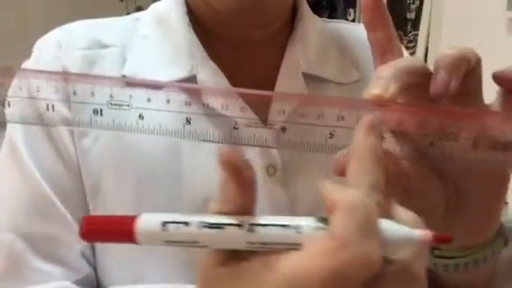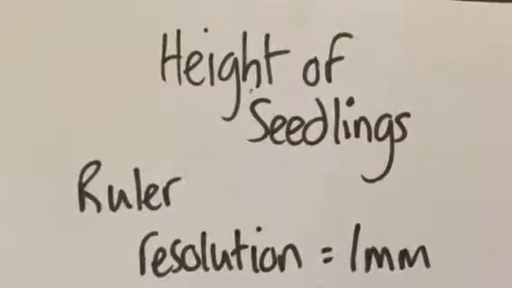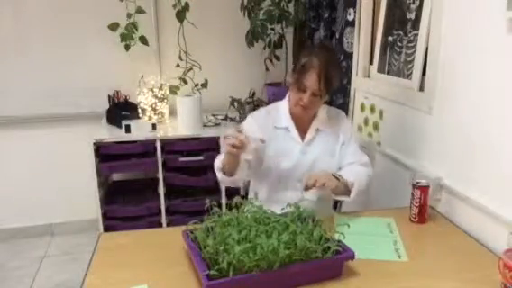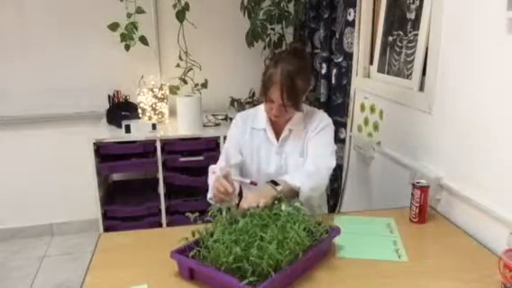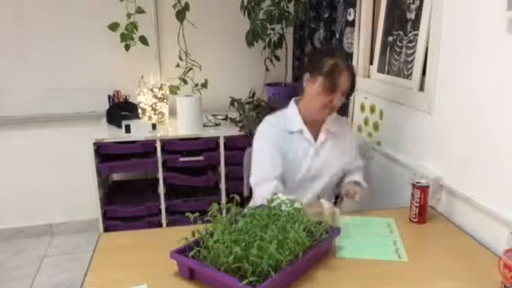Moving on to our third experiment, I'm using a ruler. I'm going to measure the height of seedlings. The resolution of the ruler is 1 millimetre. To reduce my uncertainty, I'm going to measure the heights of 4 seedlings and take a mean.